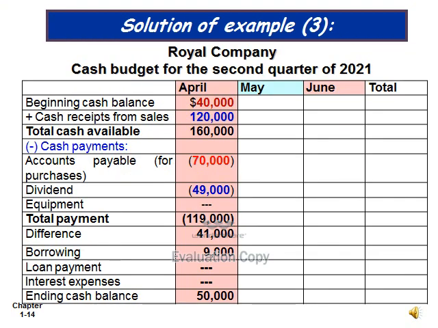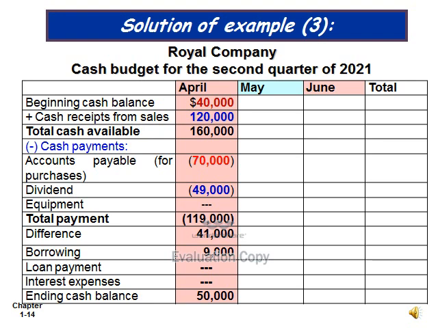The solution of example 3. Royal Company cash budget for the second quarter of 2021. Starting with April, the beginning cash balance is $40,000. This amount is given in the example, plus cash receipts from sales of $120,000. Total cash available is $160,000. This is cash receipts from sales plus the beginning cash balance, minus cash payments.